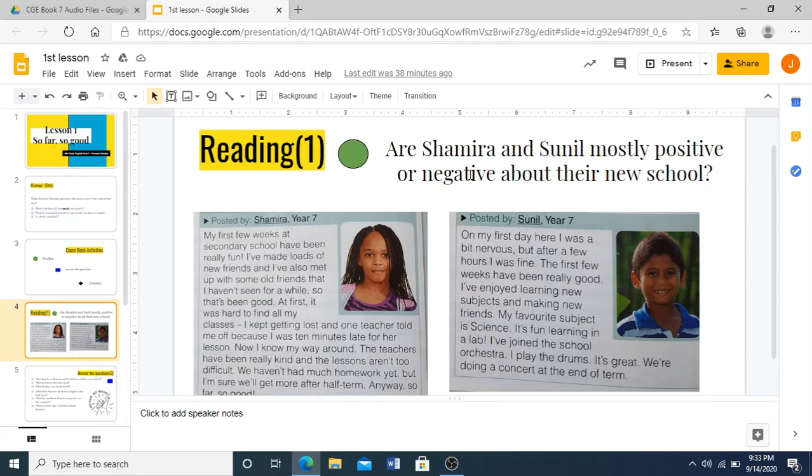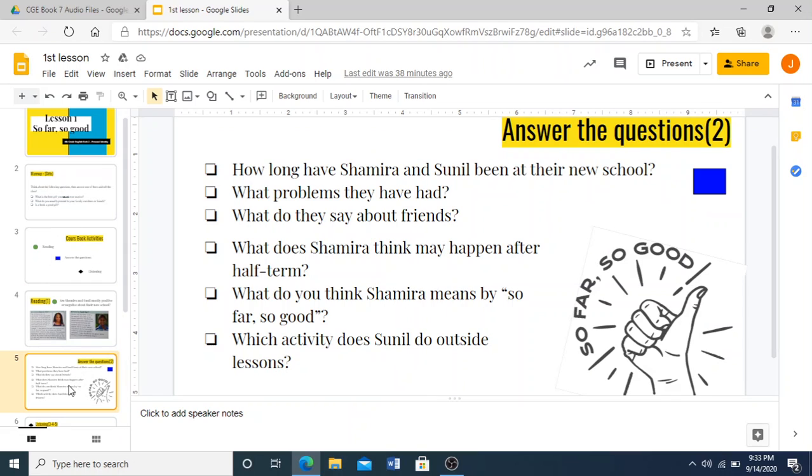So now, from what we've read, we are going to answer questions about it. Now, how long have Shamira and Sunil been at their new school? What problems have they had? What do they say about friends? What does Shamira think may happen after half term? What do you think Shamira means by so far so good? Which activity does Sunil do outside lessons?